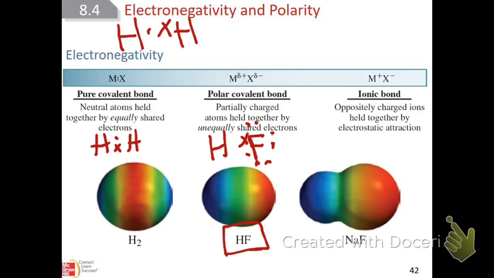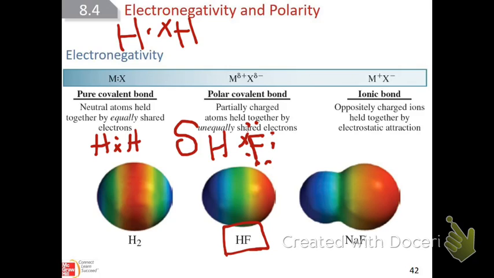It makes it feel like it has a positive end. So here's the hydrogen over here. Where are its electrons? They're in there being shared, but where are they being shared? Way over here, close to the fluorine. I'm not very good at drawing these.